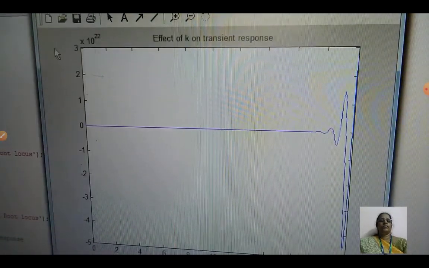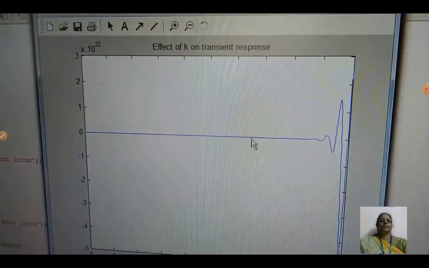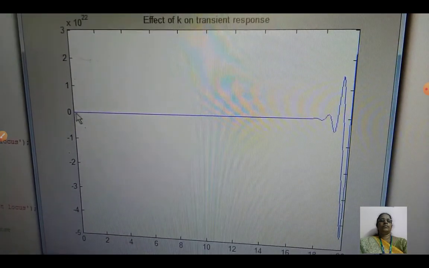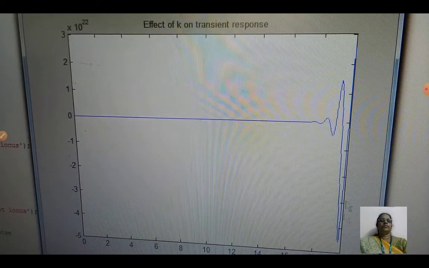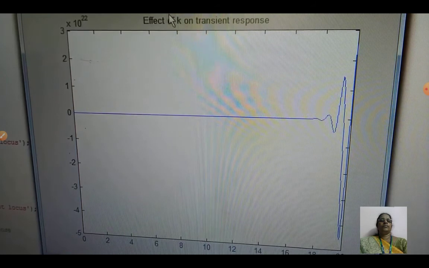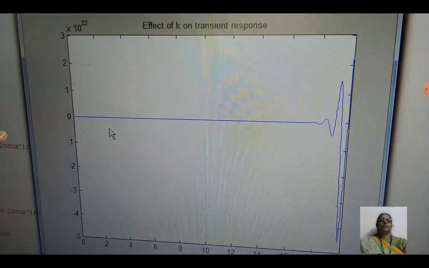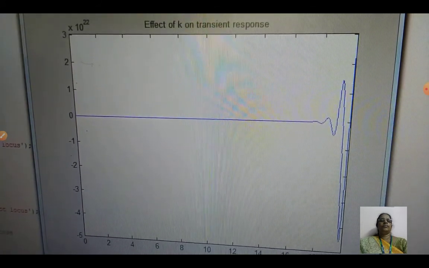Then the next one is the effect of loop gain K on the transient response. This is the transient response waveform. You see, this is the steady state. After that there is oscillation up and down only. This is the steady state one. This is the effect of loop gain on the transient response of our given open loop transfer function. This is one of the outputs.